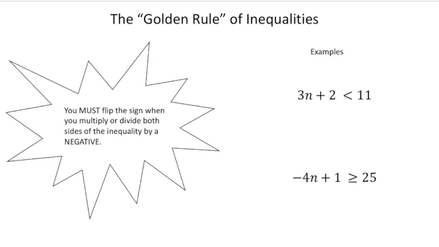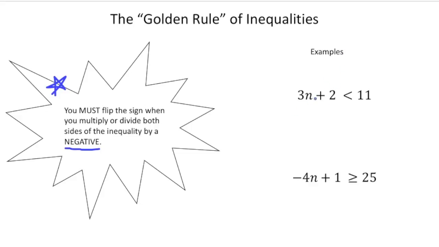When solving inequalities, remember there's a golden rule. All right. And the golden rule, this is a biggie. So if you put a star there, do it, whatever you got to do, remember this. You have to flip the sign when you multiply or divide both sides of the inequality by a negative. All right, please underline the word negative. Okay, so let's just quickly solve these two examples here.